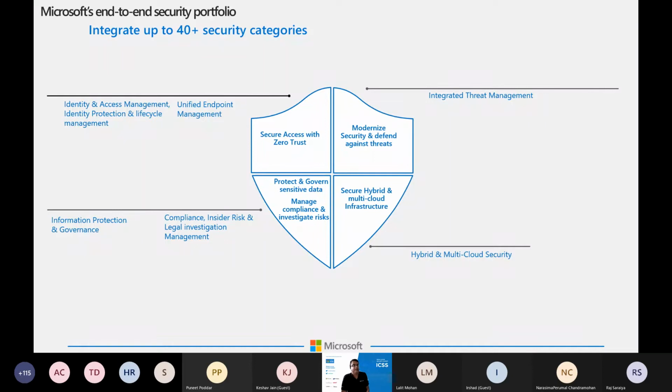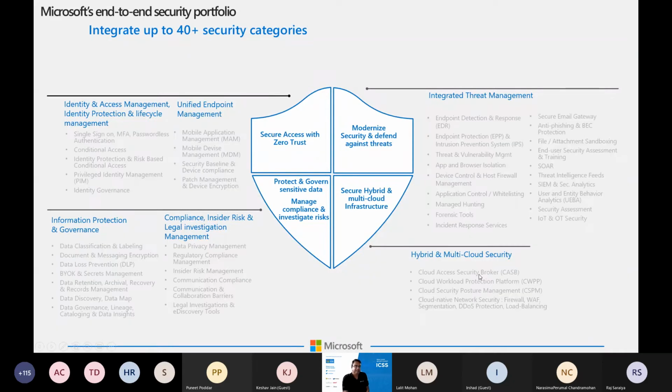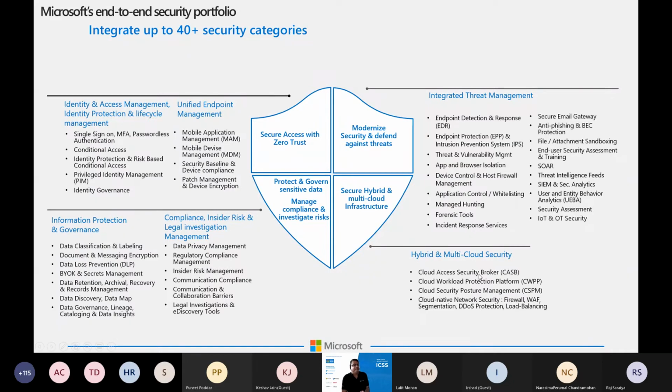Then we look at how we are protecting data overall: understanding the data, understanding the risk, finding data sensitivity, managing compliance. There are so many charters if you look at protecting and governing sensitive data and managing compliance risks. Together, these are 40-plus different security solutions which you see, and they can have different names.